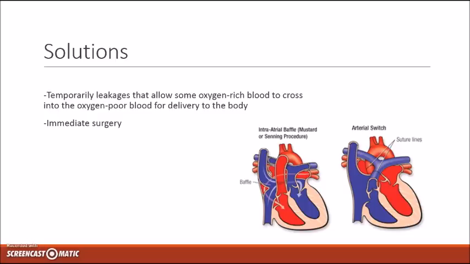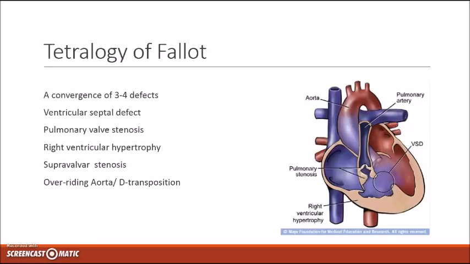Now for the sixth and final disease today, it is the tetralogy of Fallot. It is a convergence of 3 to 4 defects. We have usually a ventricular septal defect. We have pulmonary valve stenosis. We have right ventricle hypertrophy. We have supra and subvalvular stenosis, or tightening of the pulmonary artery, and we have an overriding aorta, or a dextroposition of the aorta.